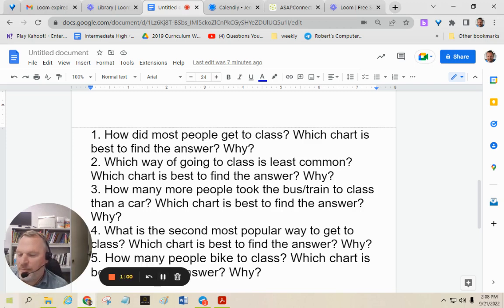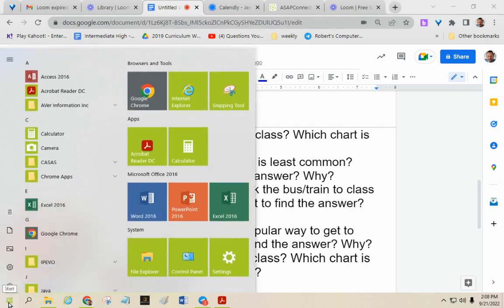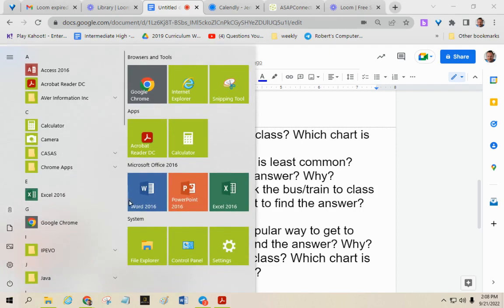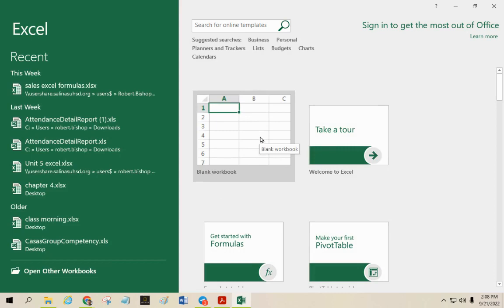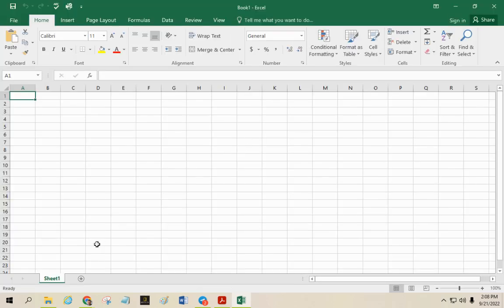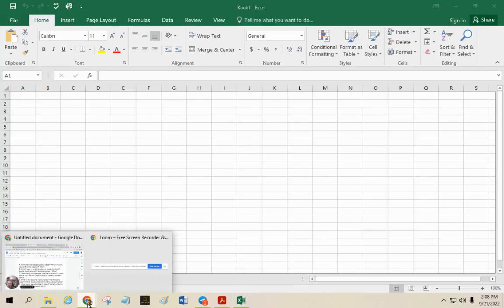All right, just as a review, I'm going to bring up Excel, click on the Start area, then go to Excel 2016 and open a blank workbook. Let me pause this while I enter the data.